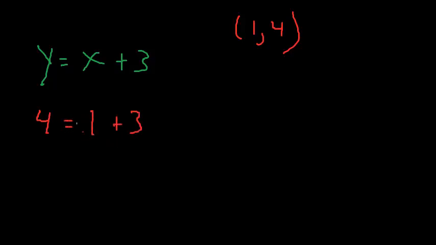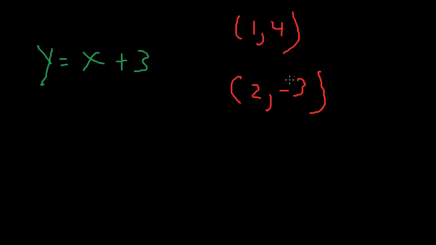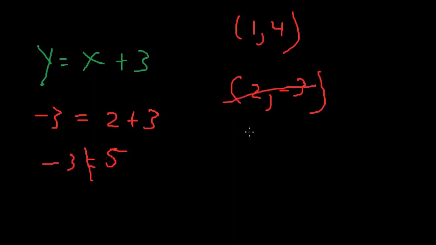1 plus 3 is 4, so 1, 4 is a solution to this equation. Next, let's check the ordered pair 2, negative 3. So again, this is my x value, my y value. So I plug in negative 3 for y. It's equal to 2 plus 3. Negative 3 equals 5? I don't think so. So 2, negative 3 is not a solution to this equation.